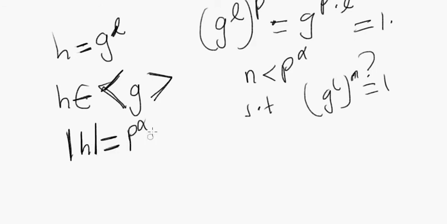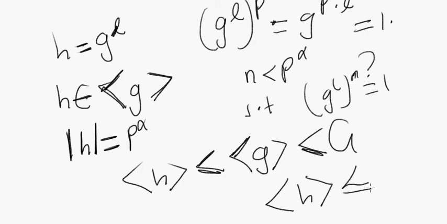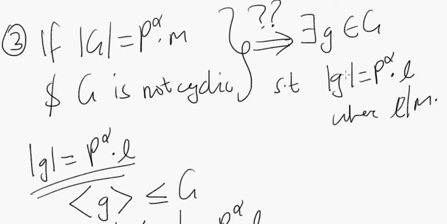If this element has order p to the alpha, can we say the following, that the cyclic subgroup generated by little h has order p to the alpha, and that it is a subgroup of the subgroup generated by little g, and this subgroup generated by little g is actually a subgroup of the group itself. So haven't we then found a subgroup, namely the subgroup generated by little h, which is a subgroup of G and has order p to the alpha, right? So, do you buy the idea that if we can find an element little g of G whose order is p to the alpha times L, we're basically done, right?